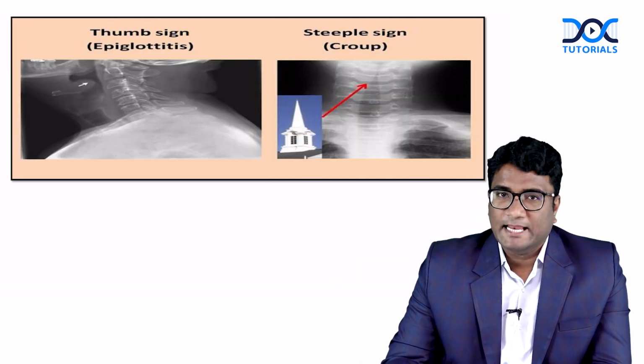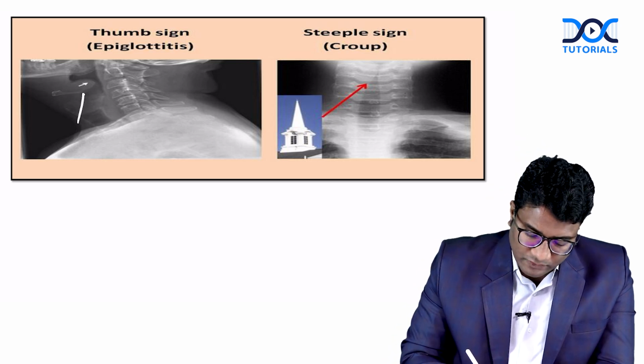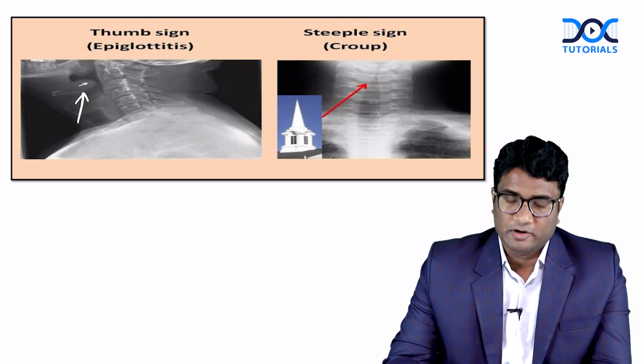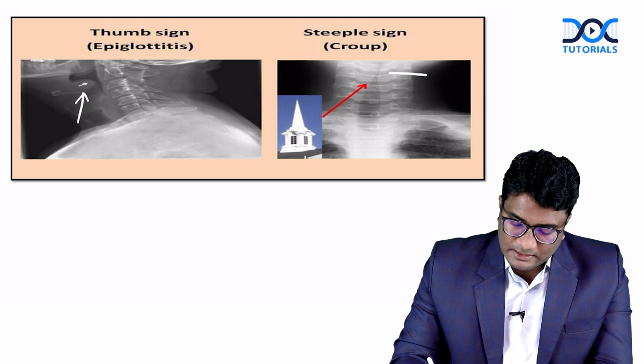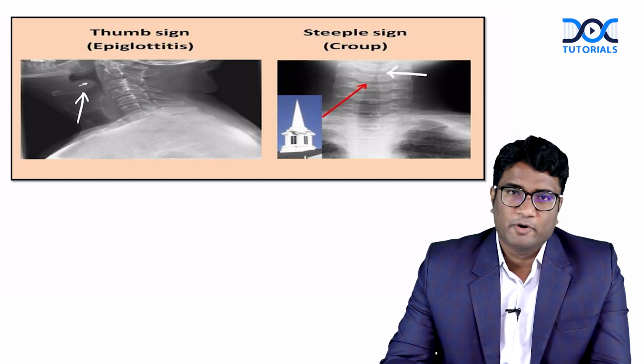And do remember, on the lateral cervical radiograph, if you are given the mucosal thickening in the region of the epiglottis, that is your thumb sign, suggestive of acute epiglottitis, and the mucosal thickening causing narrowing of the tracheal lumen is the steeple sign, a feature of croup or acute laryngotracheobronchitis.